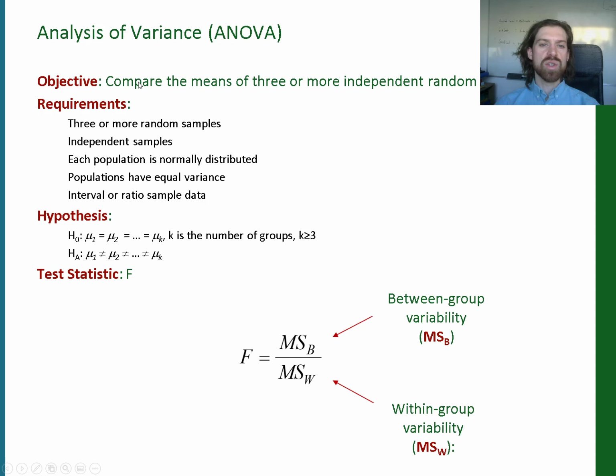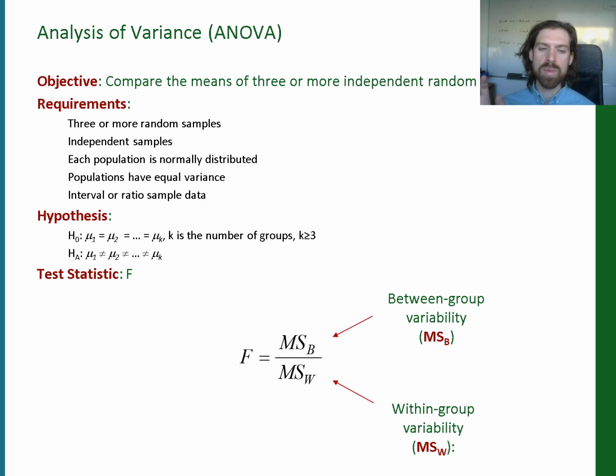So what we need to do is make sure that the data that we've got actually fits the assumptions for ANOVA. The objective is to compare the means of 3 or more independent random samples. So we need to have, as a first point of call, 3 or more random samples. They need to be independent samples so that we don't have things like correlated errors. And we need to make sure that each population is normally distributed and the populations have equal variance. And as I mentioned before, this particular test requires continuous, interval, or ratio sampled data.